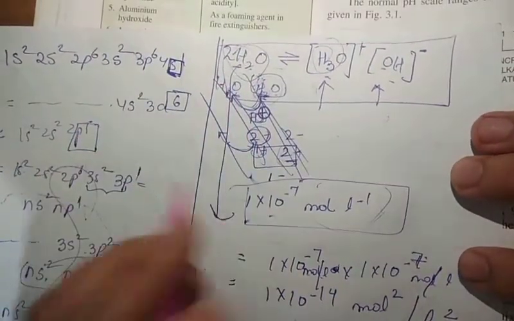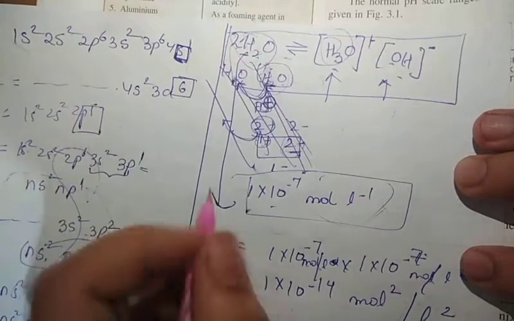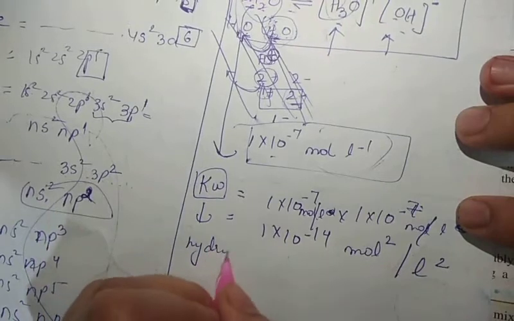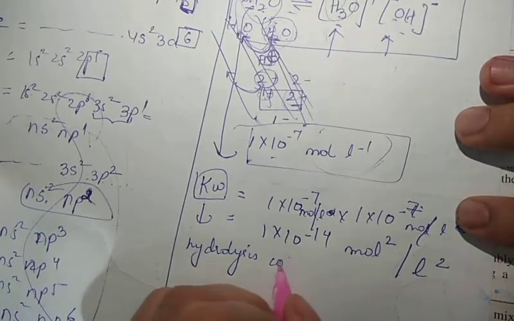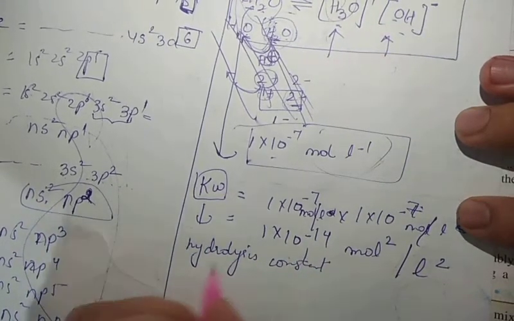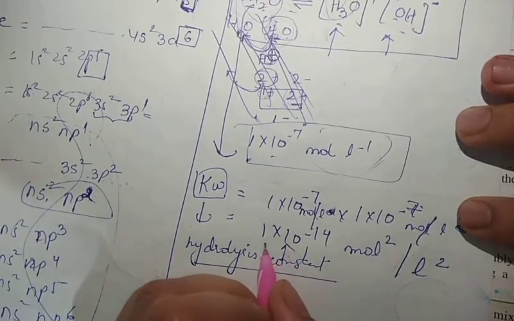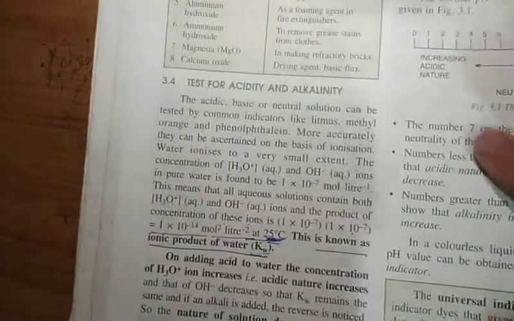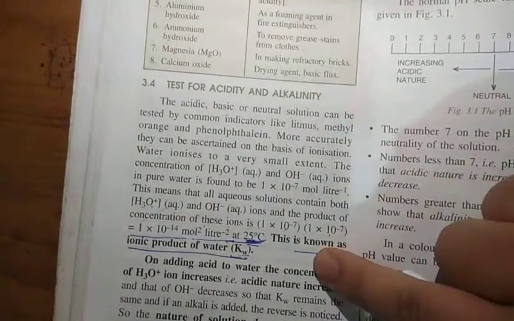Instead of this 2H2O, I'll write it as Kw. Kw is the hydrolysis constant of water. This is the hydrolysis constant, and it is 1 into 10 to the power minus 14 mole square per liter square. Right? Now, this is what is explained here. You can go through all these things. This is what I have explained.